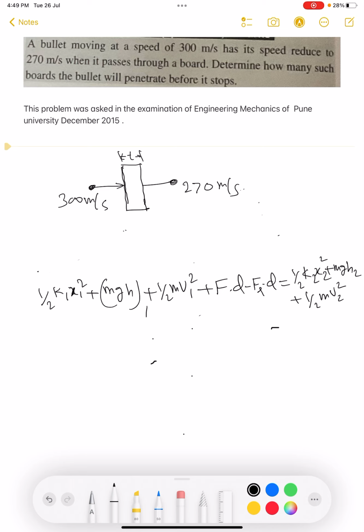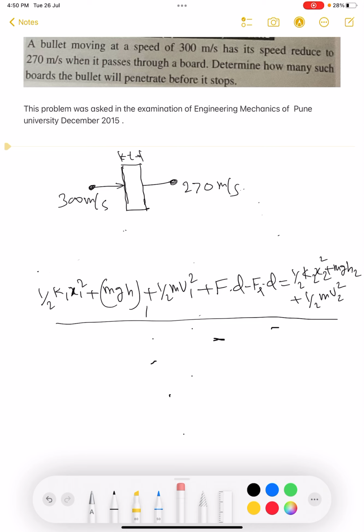Now see, we know the situation about one board. Why is the velocity dropping from 300 to 270? Obviously it is dropping because of frictional energy. Now let's look at this equation which we have written and apply it here. Is there a spring attached to this bullet? No, there is no spring shown here. The bullet has only kinetic energy. Please note that the initial height and final height of the bullet are not mentioned.